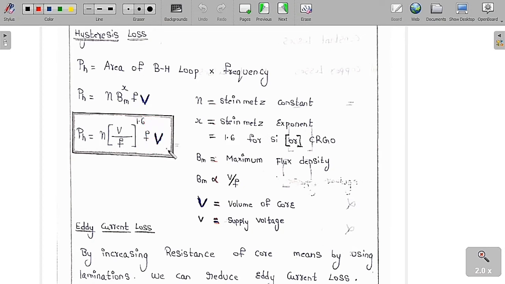So always hysteresis loss is equal to area of the BH loop into supply frequency, or the other formula: eta into Bm to the power of x into F into volume of core. Eta is called the Steinmetz constant, whereas x is called the Steinmetz exponent. Its value is equal to 1.6 for silicon or CRGO, and Bm is called the maximum flux density. Always the maximum flux density is directly proportional to voltage by frequency. This capital V is called the volume of the core and the small v is called the supply voltage. So this is a formula that you always have to remember while calculating these hysteresis losses.